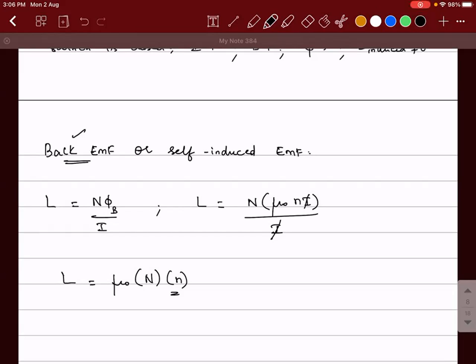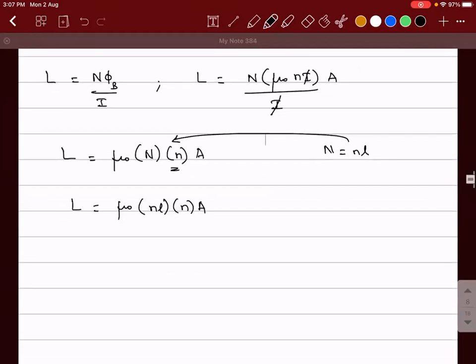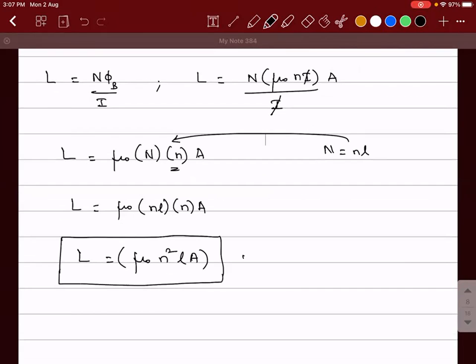So phi B, that is mu naught n i, that is B into A, the area of the conductor. So here area will also come in, right? So this will be equal to mu naught into, can I write capital N as small n into l? So if I take this and substitute it here, I'll get small n into l into n into A. So L will be equal to mu naught n square l into A. So this is going to be the value of the self-inductance of this solenoid.